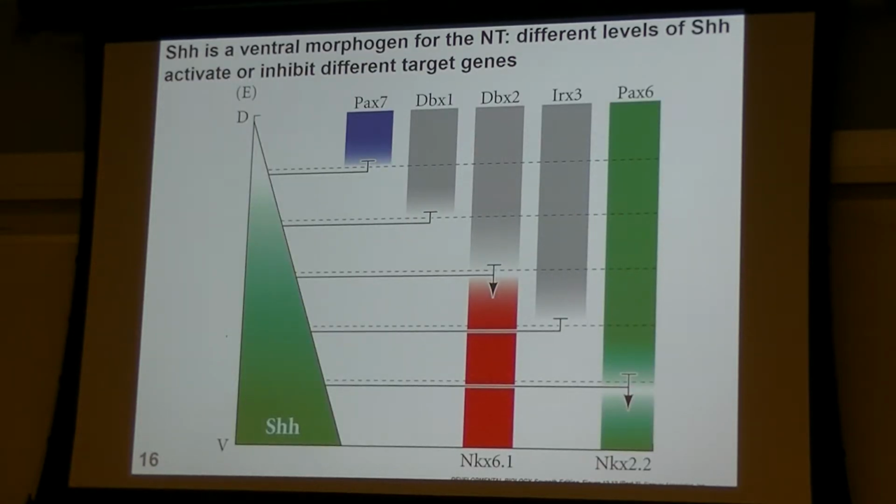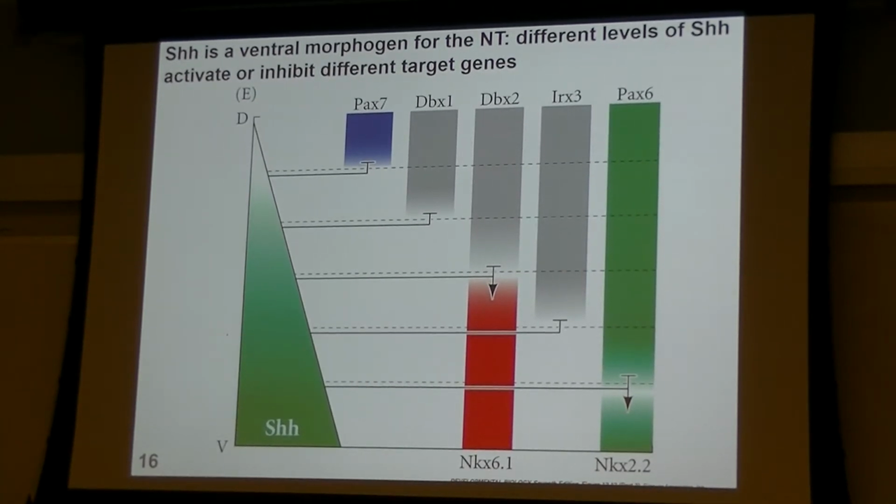So, if sonic hedgehog is a morphogen for the ventral neural tube, the kinds of things that it would be doing is manipulating these different targets within the cell. So sonic hedgehog is a paracrine factor, it's external to the cell. It's going to need to bind to a receptor. That information gets transduced across the cell and then enters into the nucleus. And ultimately, we see differential gene transcription.